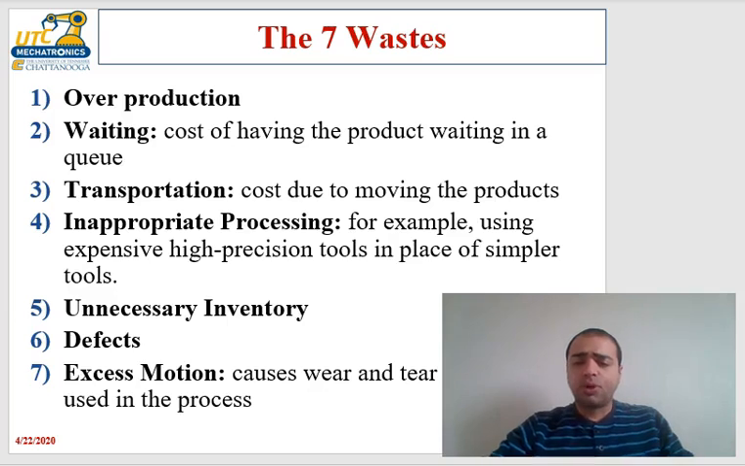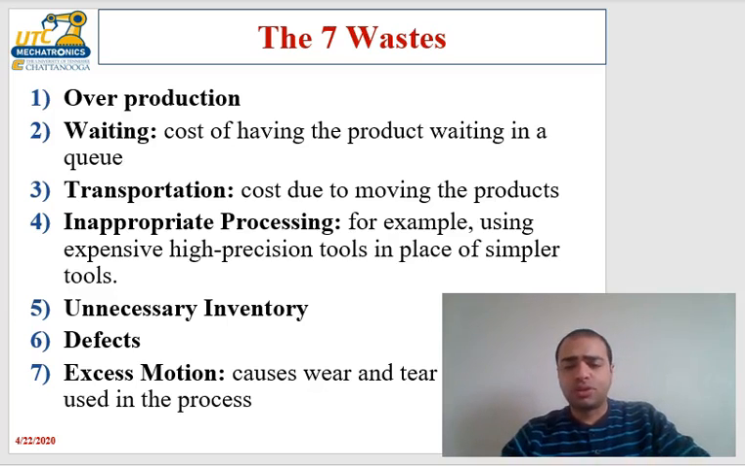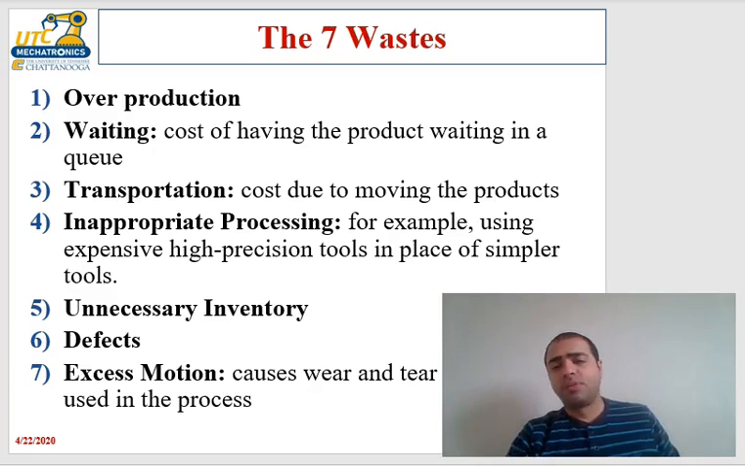Inappropriate processing, for example using expensive high precision tools in place of simpler tools, is obviously a waste. Unnecessary inventory and defects are something plants are always looking to reduce. Excess motion causes wear and tear on equipment used in the process. So all these are waste. Reducing any of them is an improvement in the process.